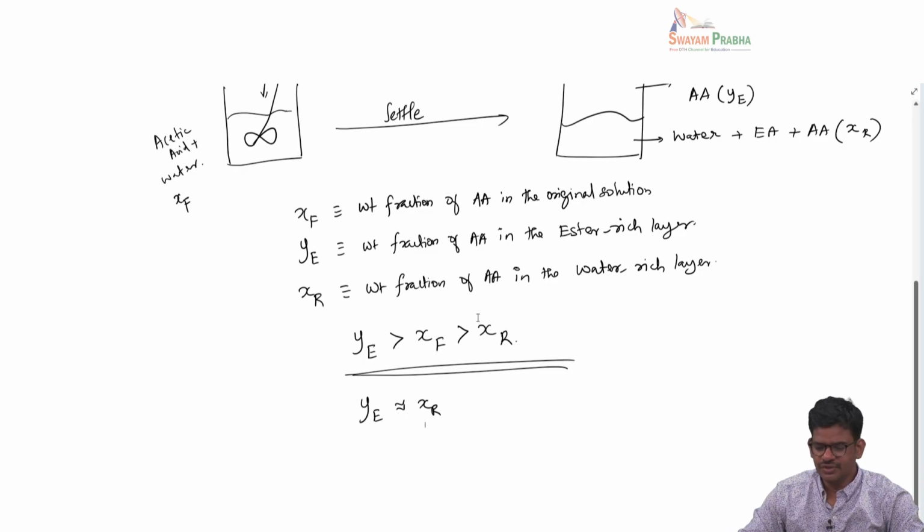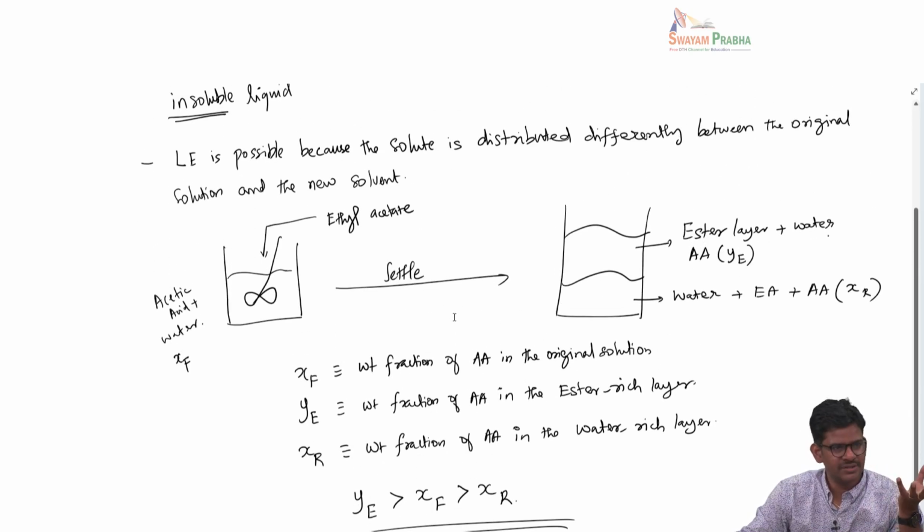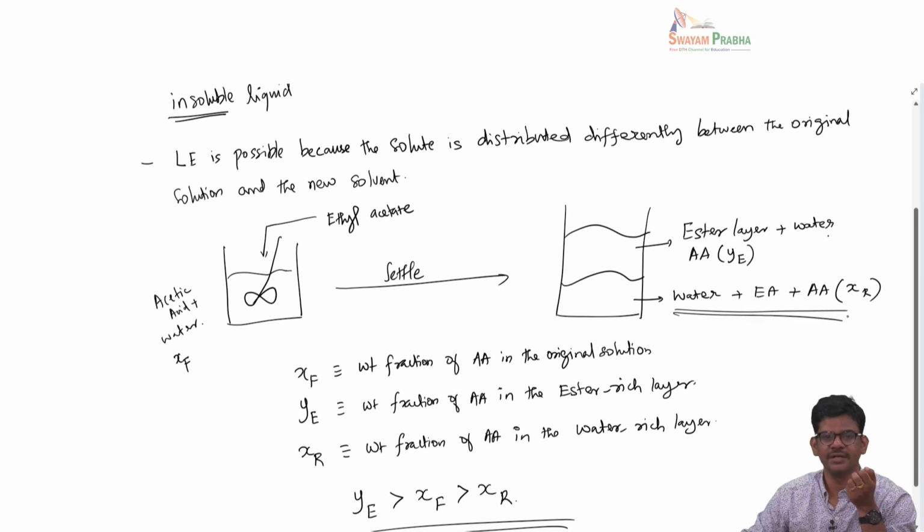Now, this operation is a single stage operation. We take a feed, add a solvent or an insoluble liquid, stir it, let it settle, and then we separate the two phases, the ester rich and water rich. So this constitutes a single stage operation. Now if you want to continue this further, you can take this water rich, ester lean acetic acid solution and do one more round. You take this water rich layer, add another quantity of ethyl acetate and do it over. So that basically leads us to multi-stage operations.